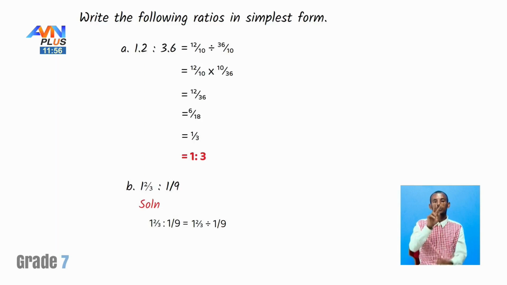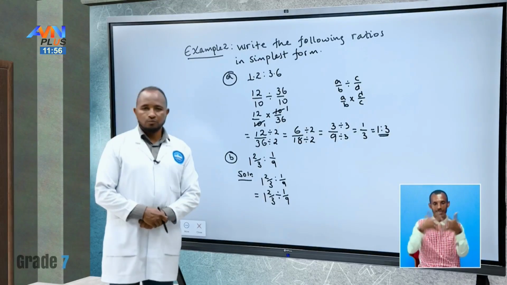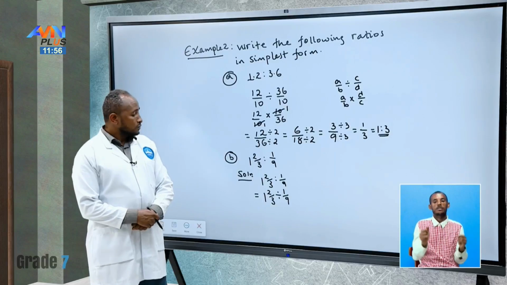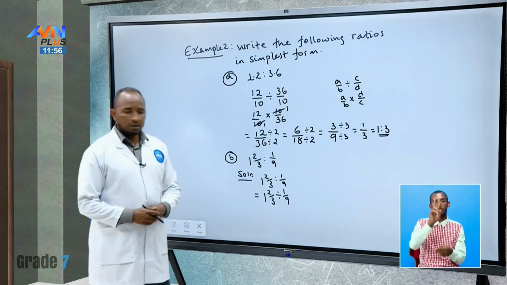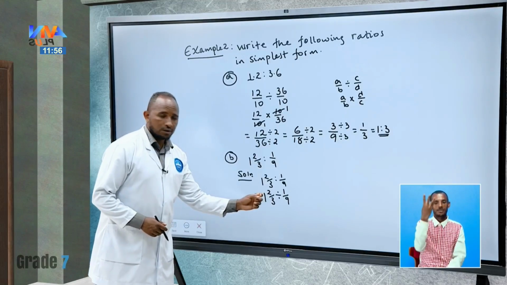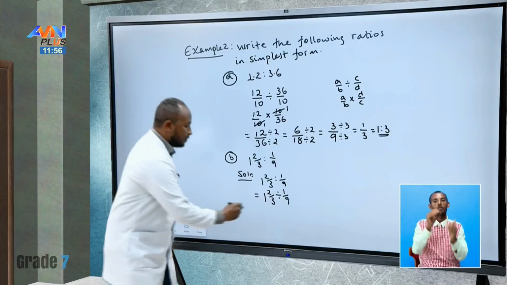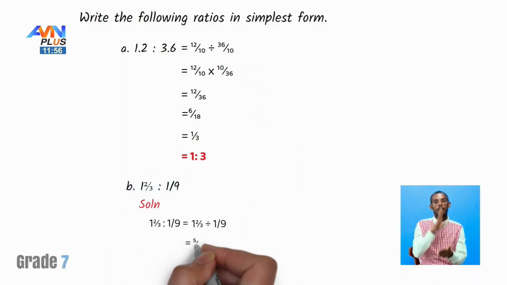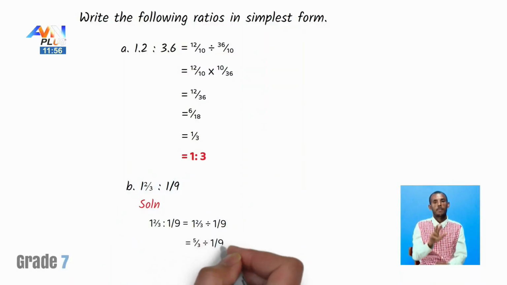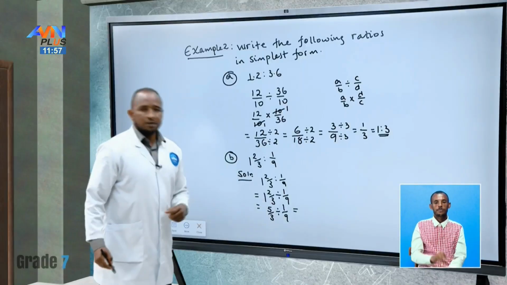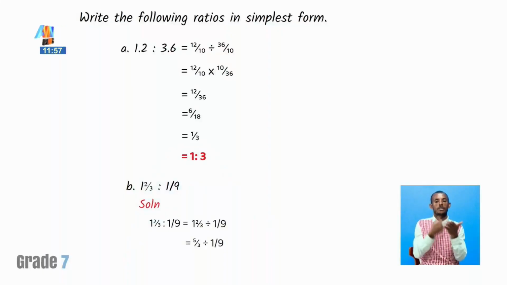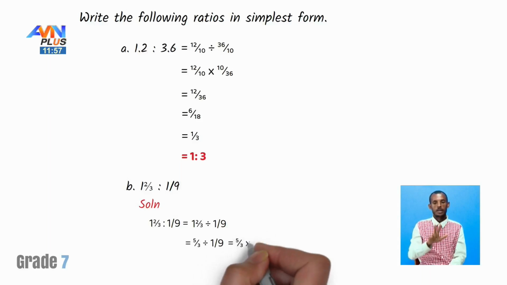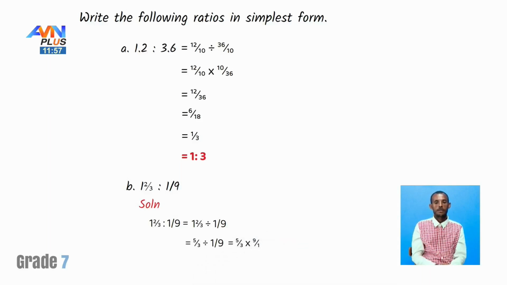To divide this, first I have to change this mixed number into an improper fraction. To change this, just take the product of the two and add this one. 3 times 1 is this. 3 plus 2 is 5. Therefore, this becomes 5/3 divided by 1/9. Dividing means multiplying the reciprocal. Therefore, this becomes 5/3 times 9/1.